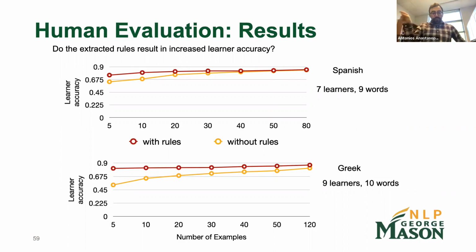So in yellow, you see the control setup. So we can confirm that just by seeing examples and learning and seeing if their prediction was correct or not, humans do learn, right? So they get better, as you see in the yellow line. But with our rules, they get better faster, and they start at a better place. So yes, our rules result in increased learner accuracy, and they learn faster. Basically, they need to see much fewer examples.